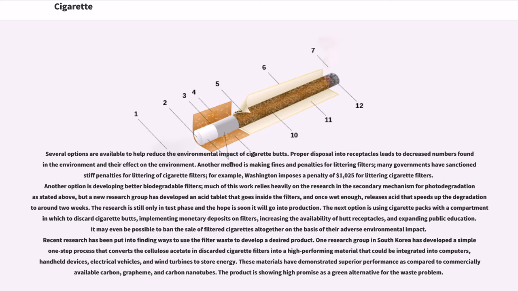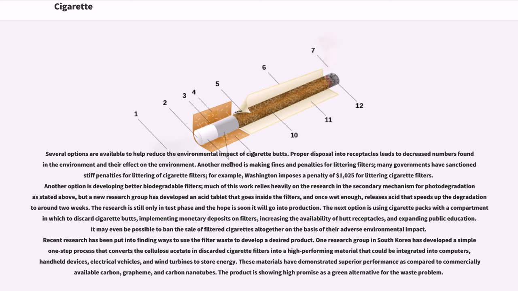Proper disposal into receptacles leads to decreased numbers found in the environment and their effect on the environment. Another method is making fines and penalties for littering filters. Many governments have sanctioned stiff penalties for littering of cigarette filters. For example, Washington imposes a penalty of $1,025 for littering cigarette filters.